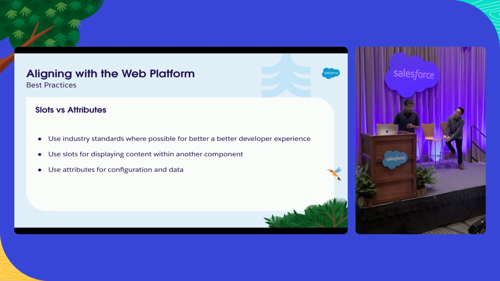All right, aligning with the web platform. This is something we strive to do at Salesforce on a daily basis, but we encourage our customers to also do the same, especially when thinking about design patterns. When you use industry standards, your code instantly becomes more intuitive, more readable, more accepted by the developer community, and generally promotes adoption. But this is an extremely broad topic, and I really want to focus specifically on the usage of slots versus attributes when you're attempting to display content or data or visual elements. So let's talk about that.